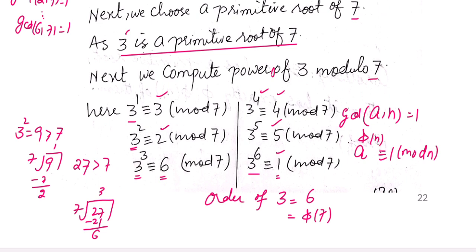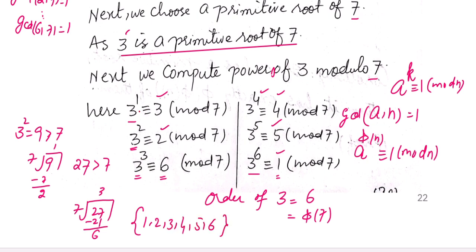I was discussing the definition of order. A least positive integer k is called the order if a raised to power k is congruent to 1. This is the definition of order of an integer. Now if its order is phi of n, then it is called the primitive root. So here 3 is the primitive root. Now you can see the answers of the powers of this primitive root: 1, 2, 3, 4, 5, 6.